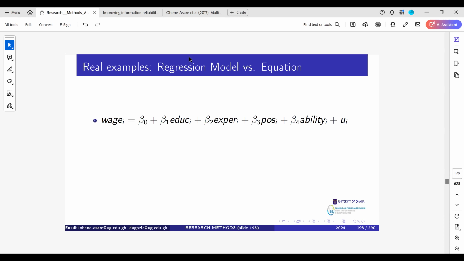Next, we are going to look at the difference between a regression model and a regression equation. One, a regression model is specified. A regression equation is written. But there are two main differences between a regression model and a regression equation. We'll look at that after this very slide. Look on your screen. What you see here is a regression model specified. It says that the wage of a person is affected by the education of the person. It is also affected by the experience. It is also affected by the position, and it's affected by the ability.